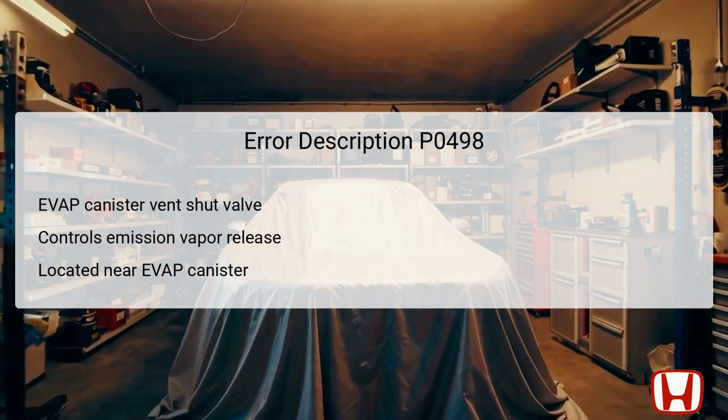The error code P0498 pertains specifically to the Evaporative Emission (EVAP) Canister Vent Shut Valve circuit, indicating low voltage conditions. The EVAP Canister Vent Shut Valve is designed to seal the EVAP canister and control the release of fuel vapors into the atmosphere. It is instrumental in maintaining emission system integrity, particularly during engine operation and fuel refilling.